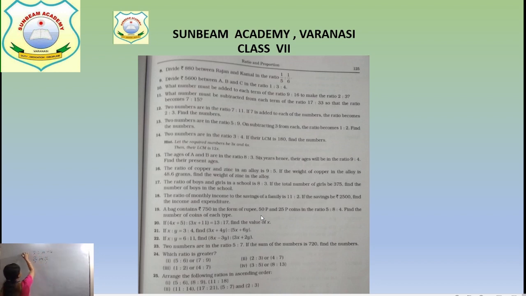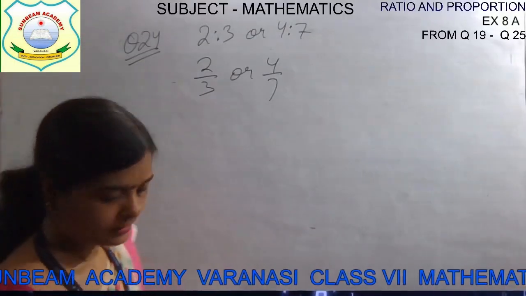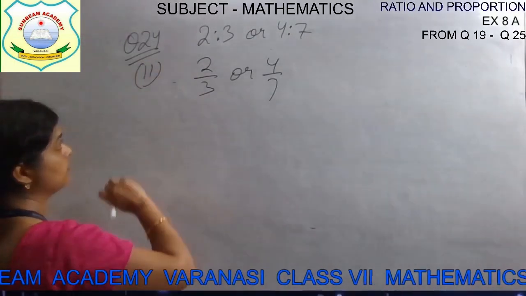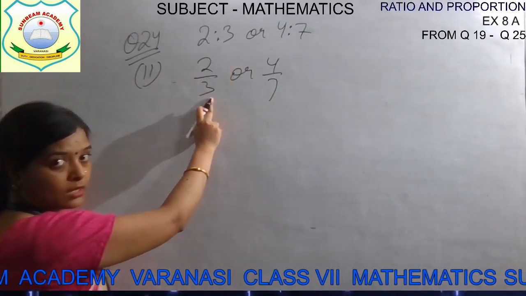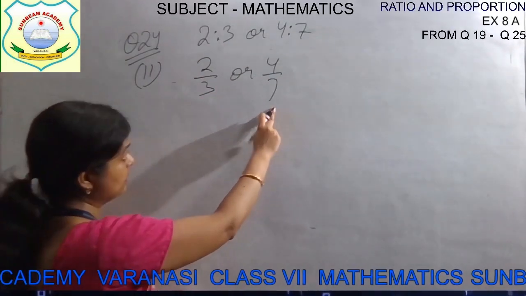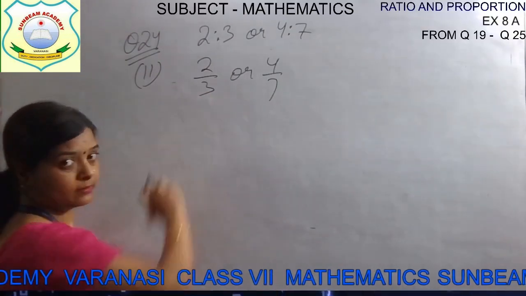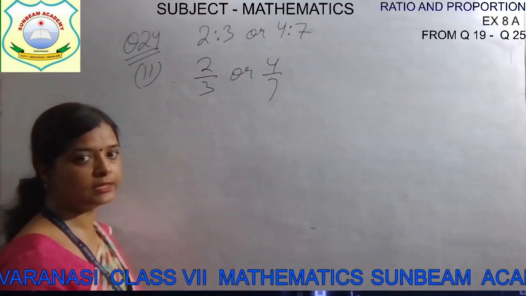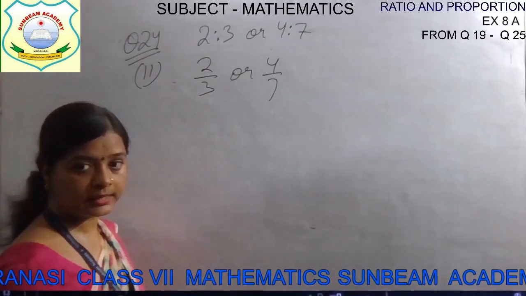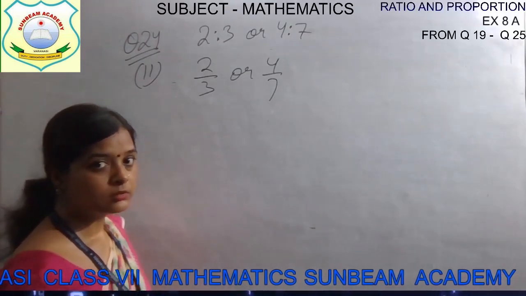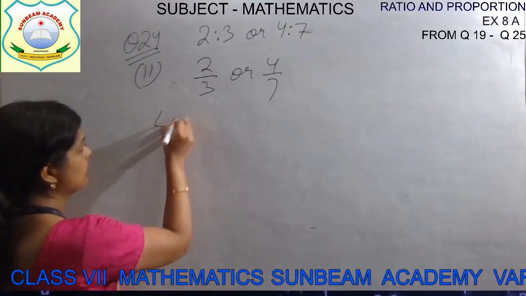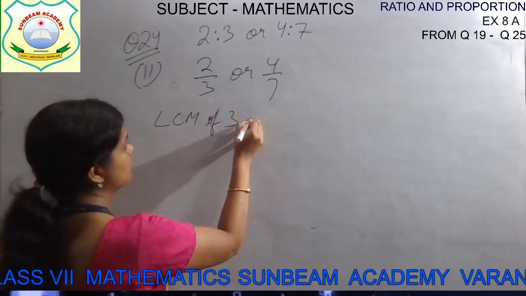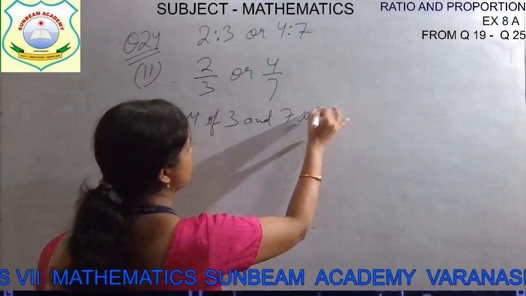Children, just remember the fraction chapter. You can apply those methods here. This is question number 24 and I am solving the second part. 2:3 can be written as this. 4:7 can be written as this. Now, which one is greater? How can we find? First, we have to make the denominators equal. That is 3 and 7. The LCM of 3 and 7 is 21.